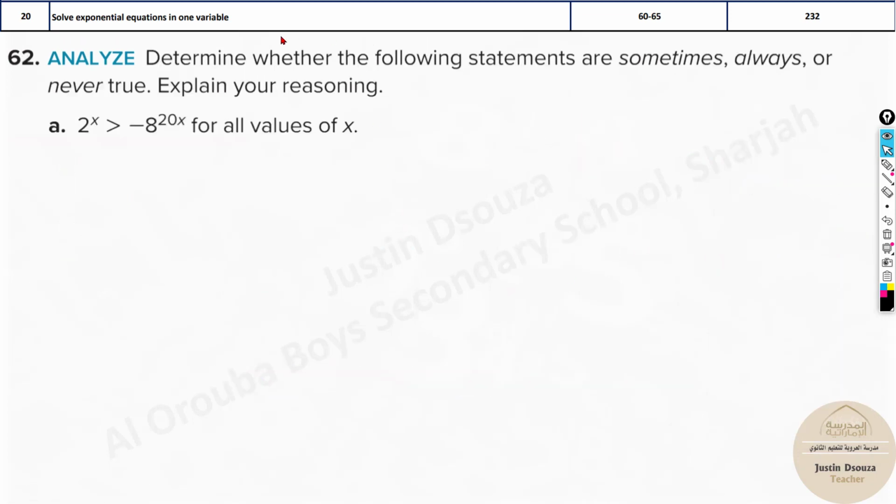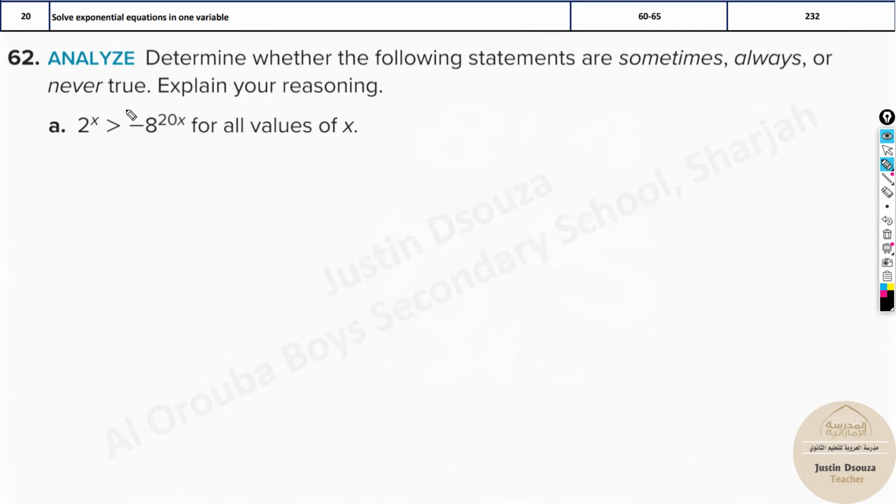Now another problem over here is to determine whether the following statements are sometimes, always, or never true. Explain your reasoning. Now this can be solved in different ways. Let's see over here. You can see 2 to the power x is greater than minus 820x, okay, for all values of x.